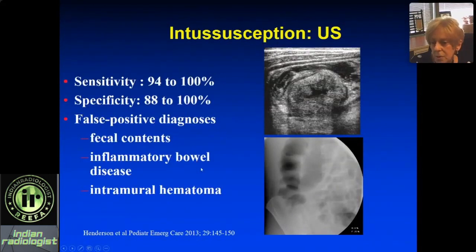Occasionally, fecal contents, inflammatory bowel disease, hematoma will mimic intussusception. This patient had acute pain, and we thought maybe that was intussusception. Did an enema. This turned out to be a colitis.